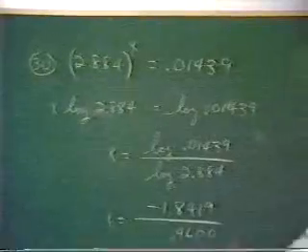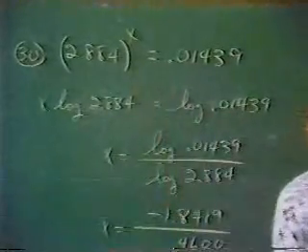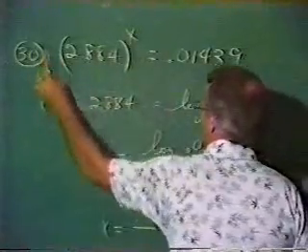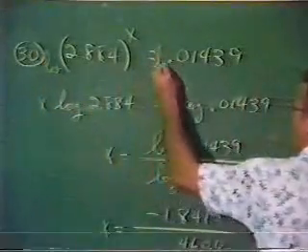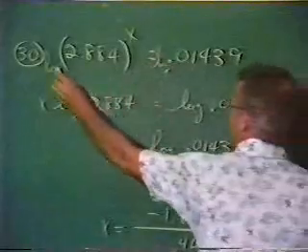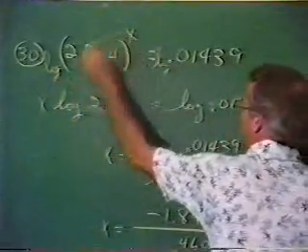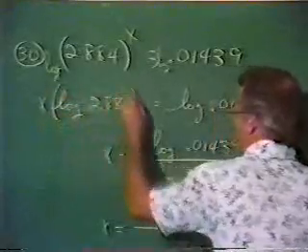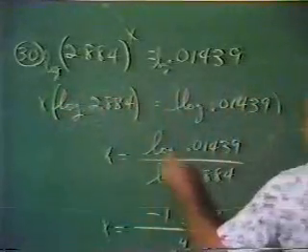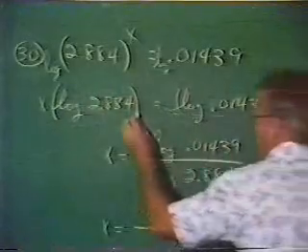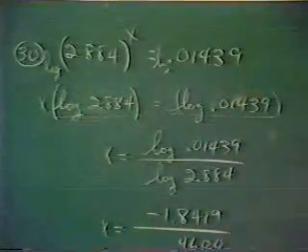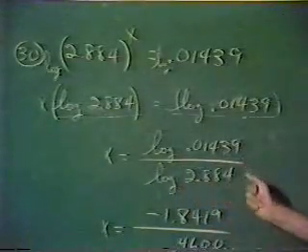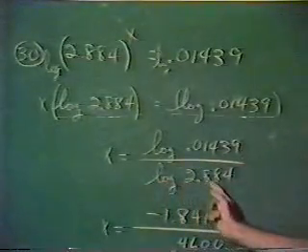Here we have the same concept. I'm just using different numbers here, but the concept is this. We've got to take the log of both sides. We take the log of this and the log of this. In taking the log of this, we move this power out in front. And so we have x times this is equal to this. And so x is equal to this divided by the coefficient of x. So again, we have x equal log of 0.01439 divided by the log of 2.884.